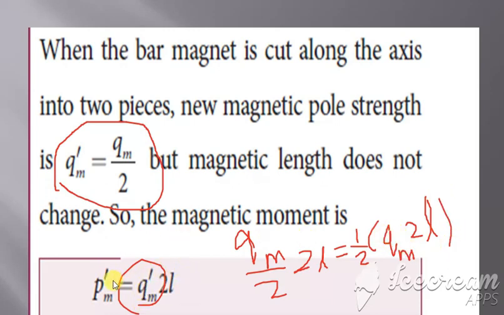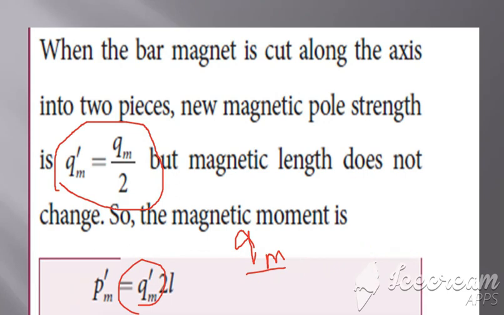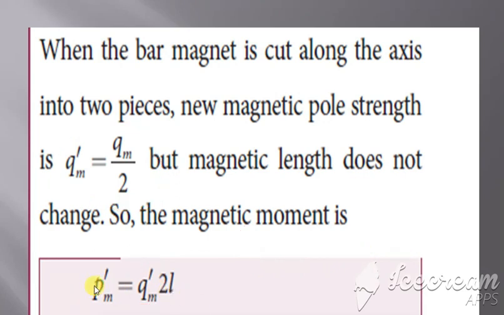Qm into 2L is just Pm. So it is half into Pm, which gives Pm dash. This is when the object is cut along its length. Clear with this? These derivations will be written in the next step, but we have to know the formula, which is Pm is equal to Qm into 2L.